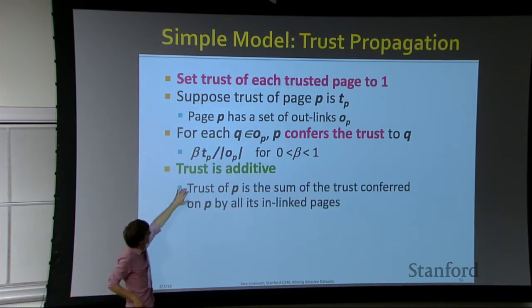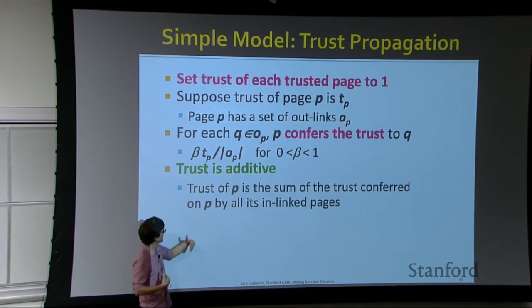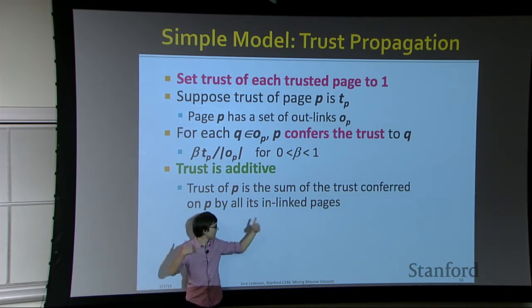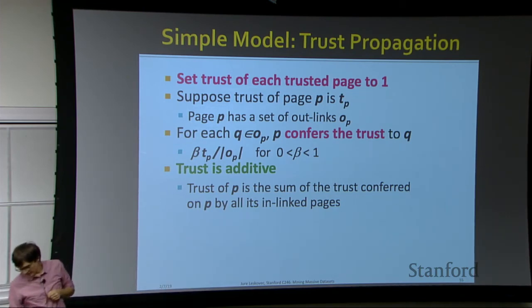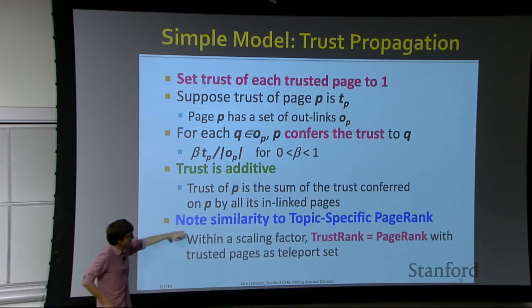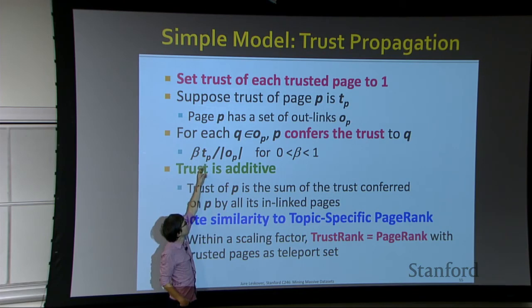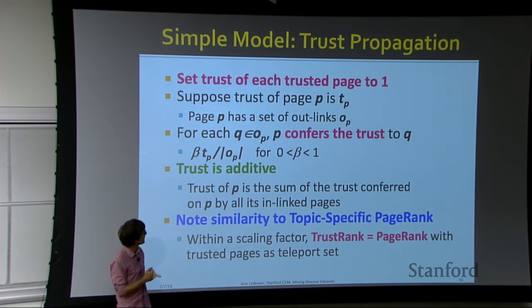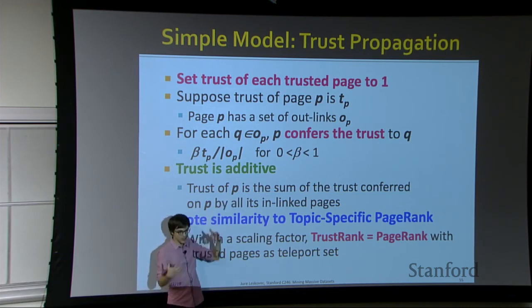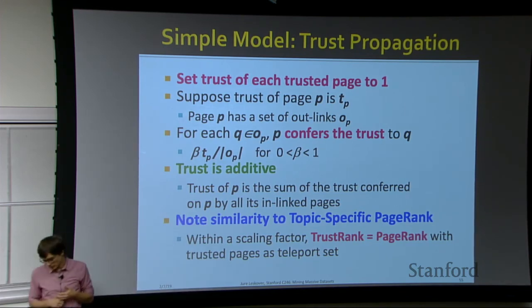And then the idea is, right, that trust is additive. Trust of the page p is the sum of the trusts conferred to p by the pages that inlink to it, right? And if you think about this, this is essentially very similar to topic-specific PageRank, right? I basically say there is some PageRank score of page p. It gets divided evenly by its outgoing neighbors, and it's passed along with probability beta, so the probability of not jumping. And then when the page receives the trust, it sums it up from across the links that point to it, right?